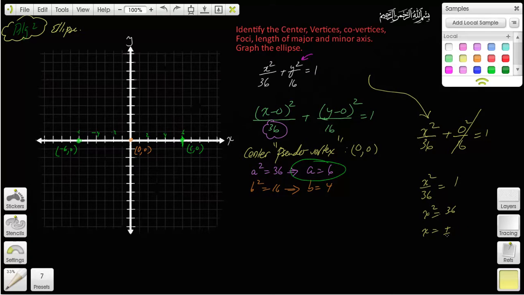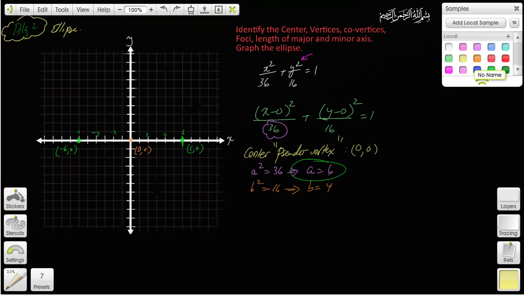So if you didn't know whether this was a vertical or horizontal ellipse, if you forgot, then you just substitute 0 and find the x and y intercepts respectively. That's reasonably easy and intuitive, and that actually demonstrates a very good understanding of what's going on here.